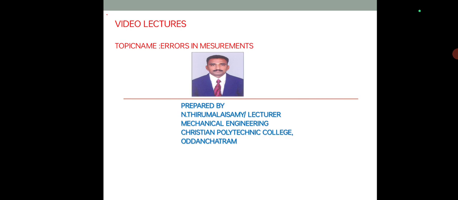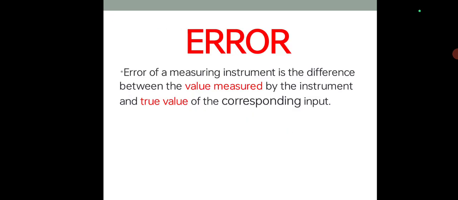In this session, I am going to discuss errors in measurements. What is error? How does it occur? First of all, we have to know what error is. Error is nothing but the difference between the measured value and the true value.